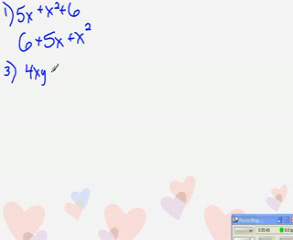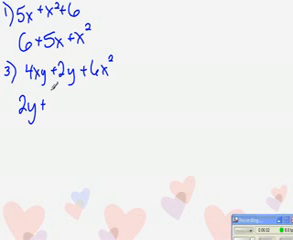Number 3, we have 4xy plus 2y plus 6x squared. Make sure it only says the powers of x in ascending order, so we don't care about the y's. They don't matter. That means this one doesn't have any x's, so it goes first. This has power of 1, power of 2. So that's ascending.